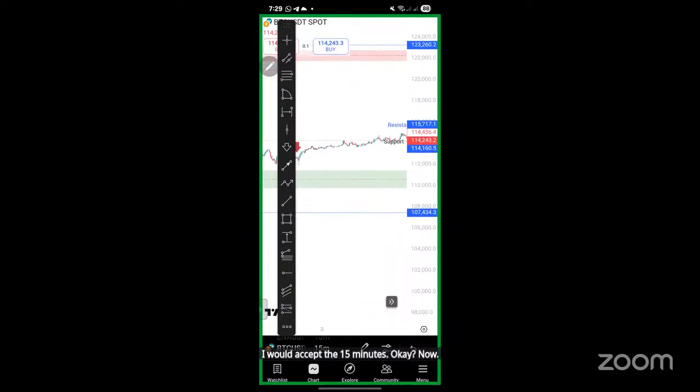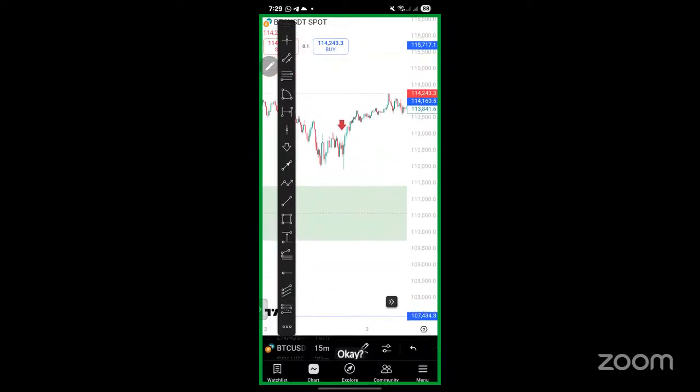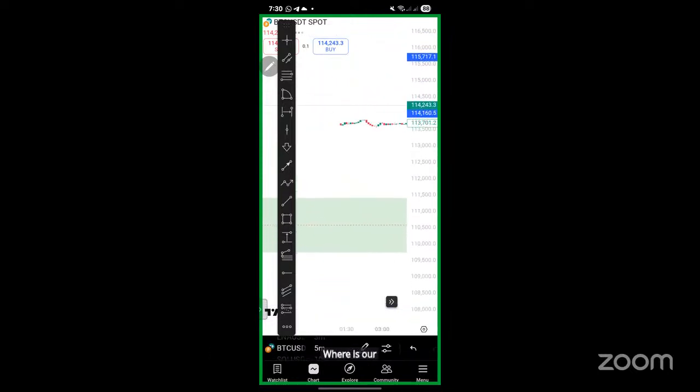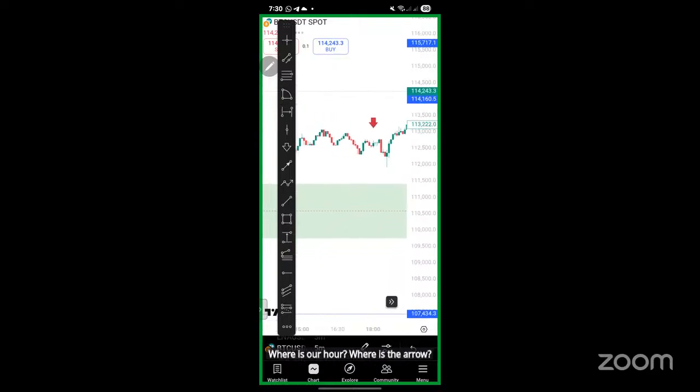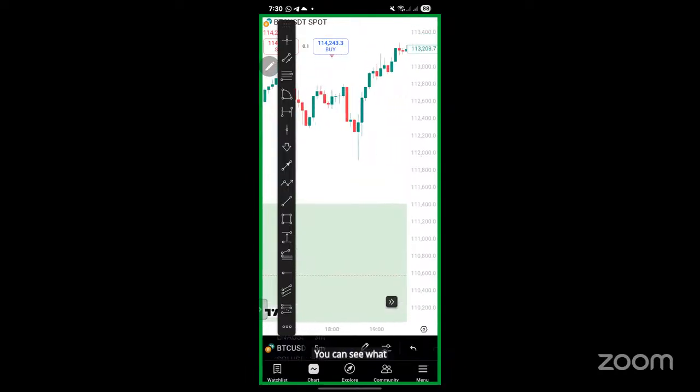Now, when you come to 15 minutes, you can see what is happening in the 15 minutes. This is our area in the 15 minutes. You can even extend this very chart to 5 minutes and see what is happening in the buying area. Where is our arrow? You can see what is happening here. You can see where there is this arrow.